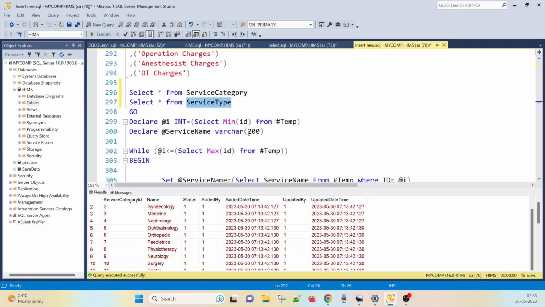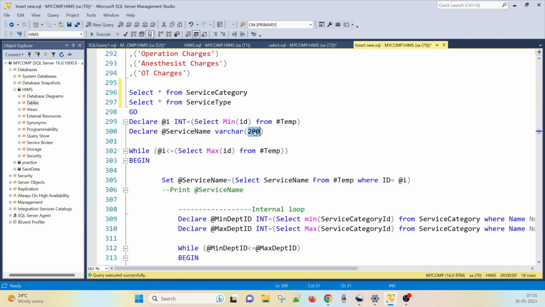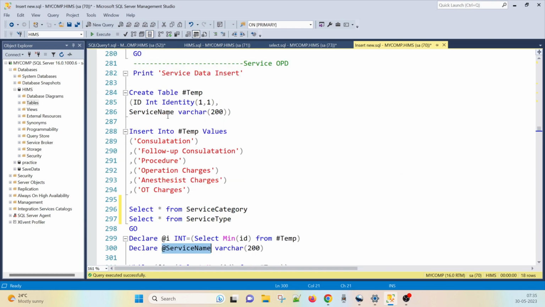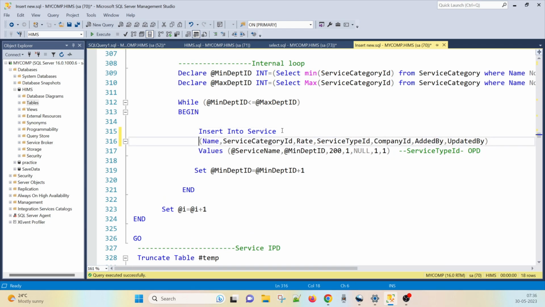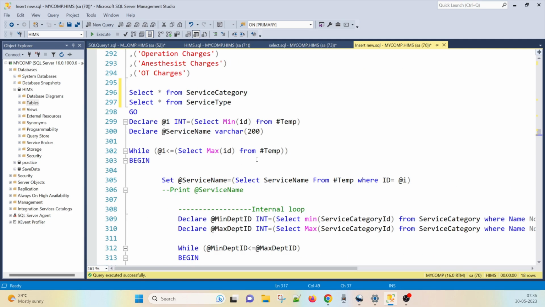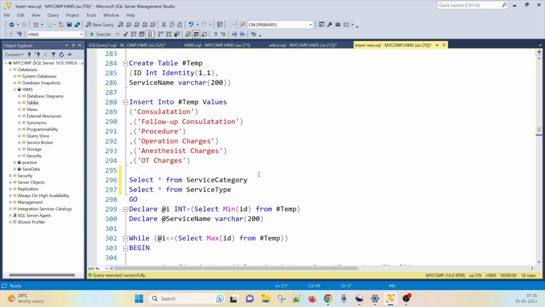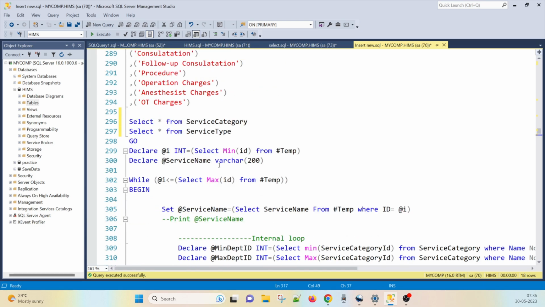Yeah, and there is a service name. So these are some service names which are used for the OPD. That's why I hard coded them with service type ID as one. You can see here, this is the service name, service category ID, and here the variable I added is the minimum department ID.